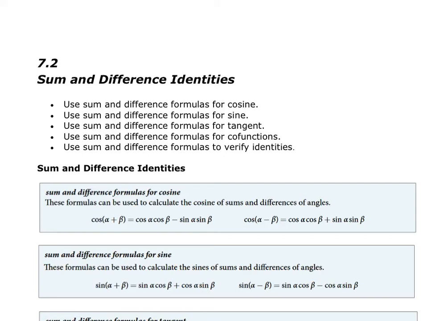In this video, we're going to look at the sum and difference identities for sine, cosine, tangent. We're also going to look at cofunctions again and verify some identities. So here is how we define the sum and difference for cosine.